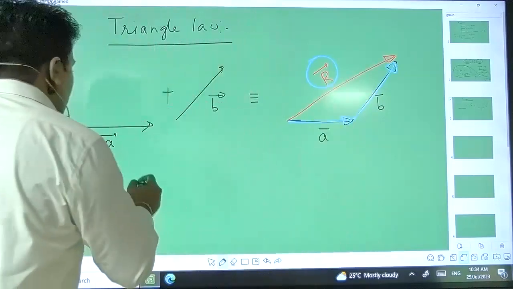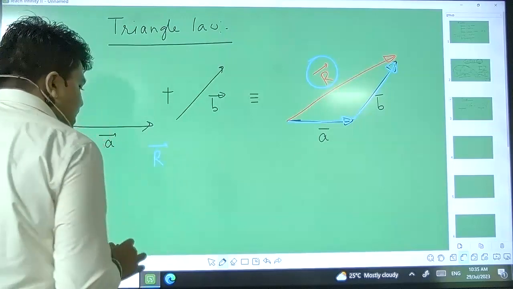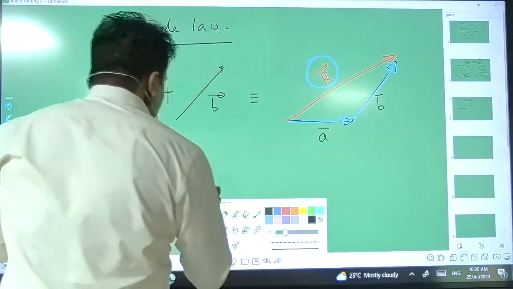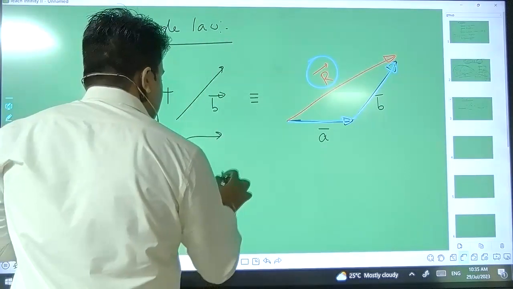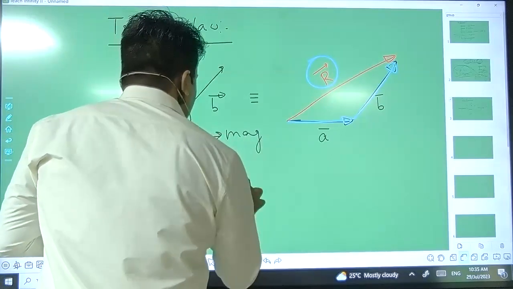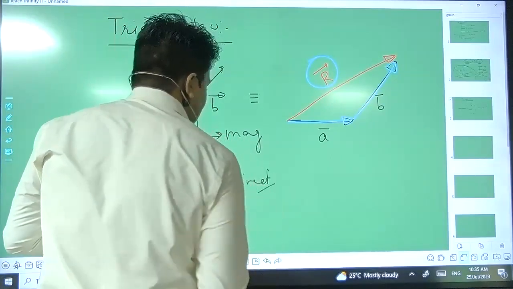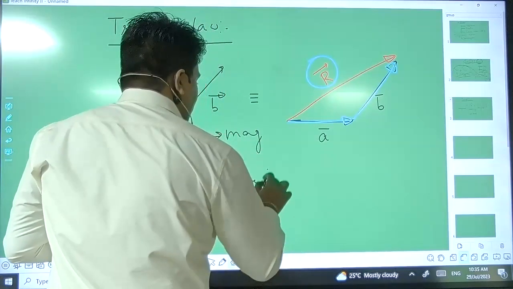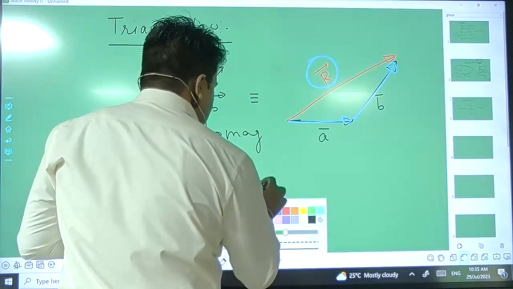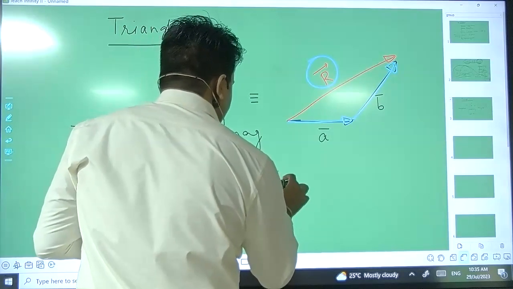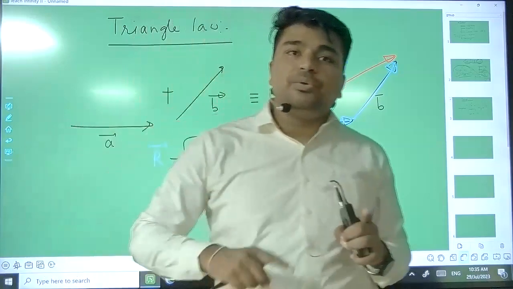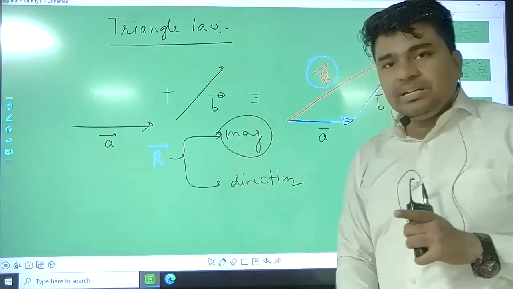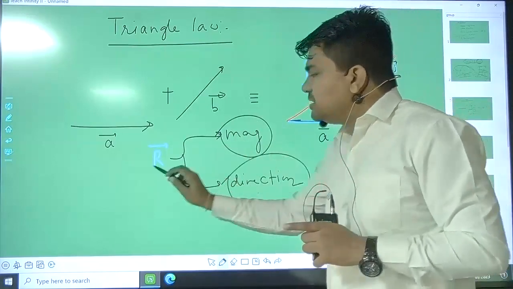And what do we need to find for the resultant vector? As you know, a vector has magnitude as well as direction. So we have to solve two quantities: first its magnitude, and second its direction. That's why we have to solve the magnitude of the resultant vector and the direction of that resultant vector.